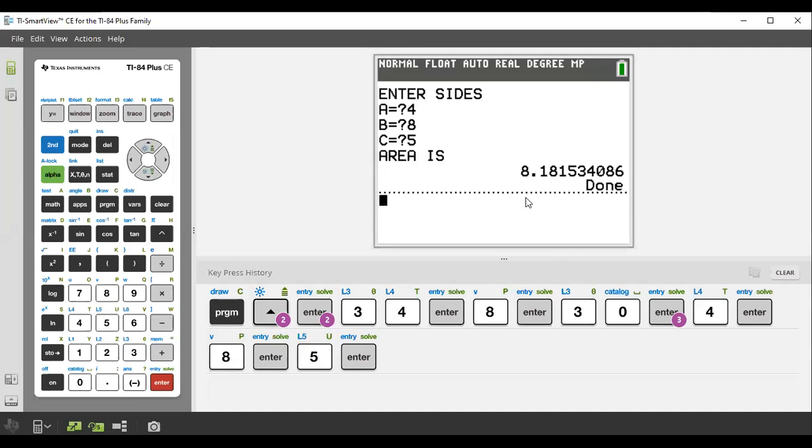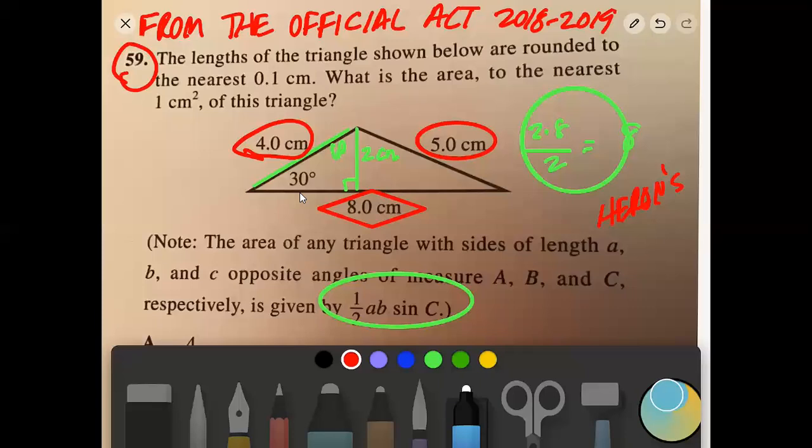Now, you might be saying, why didn't it give me exactly 8? Well, the reason is this side is not 5 centimeters. If you want a more exact measurement, it's actually 4.9572547 centimeters. That's the actual length. But the ACT makers didn't want to put that length on there, so they rounded it to the nearest 0.1 centimeter, and that's how they came up with 5.